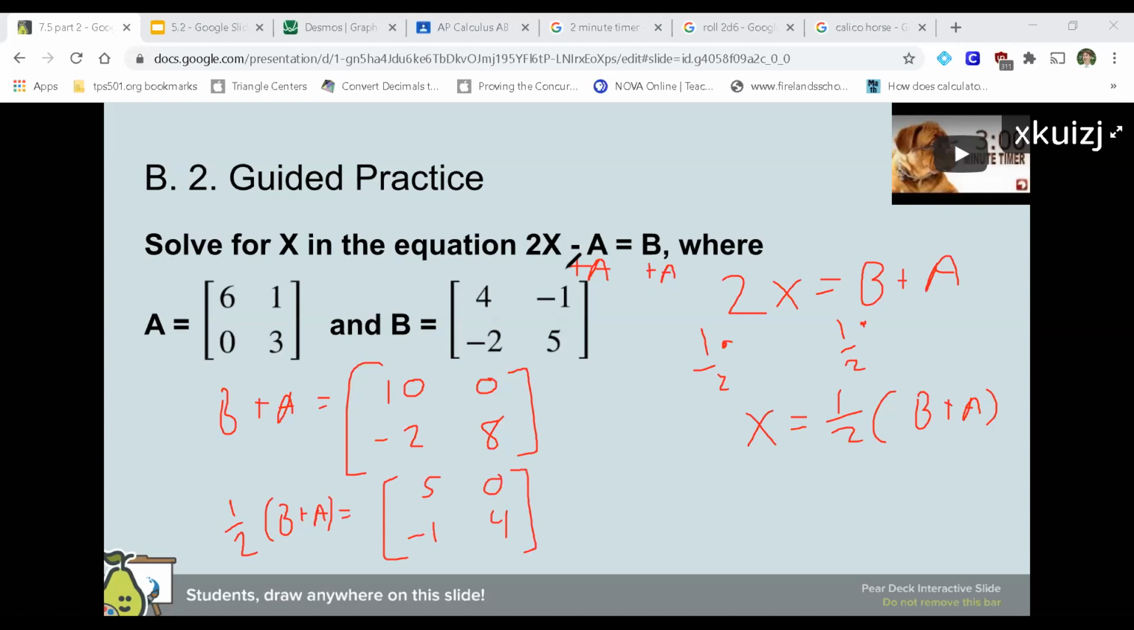Okay, hold on. Maybe we'll do something like that, but it's a very specific one. I might say, all right, you tell me what you need to do to A in order to change it to this. That.